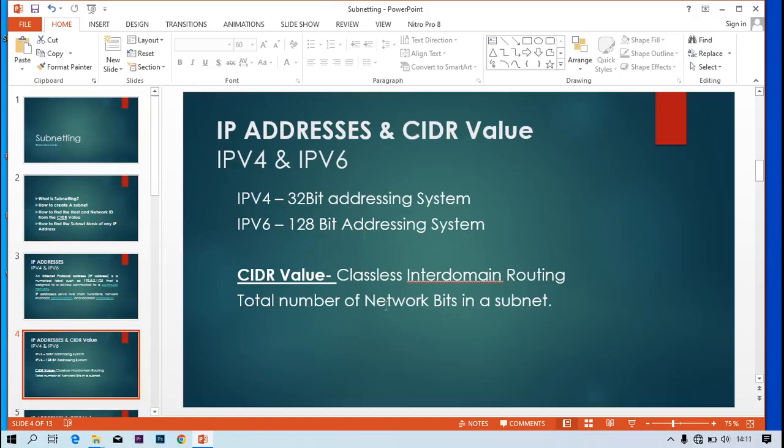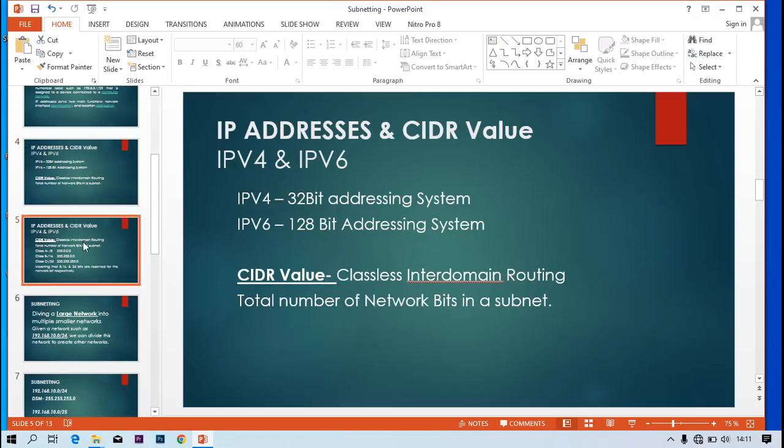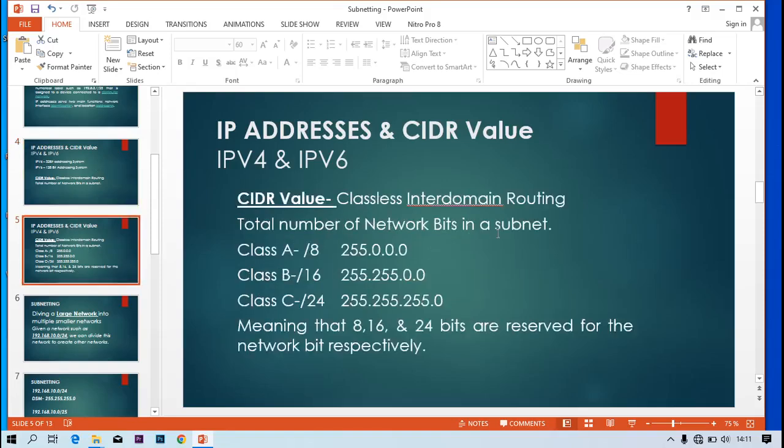Now, a CIDR value stands for Classless Inter-Domain Routing. This value gives us the total number of network bits in a subnet. Assuming you have a class A network like this, a class A network usually has a default CIDR value of /8. This means it has 8 bits reserved for the network, and the remaining 24 bits are host bits.